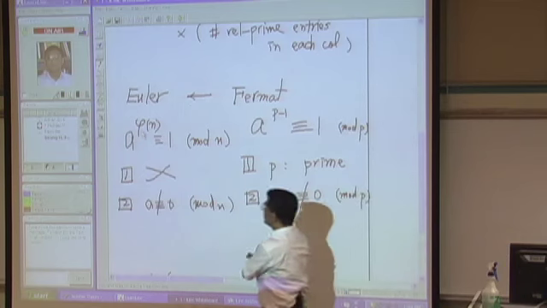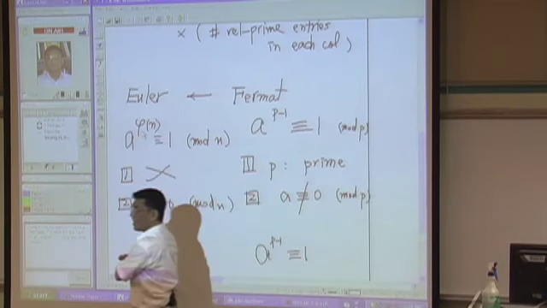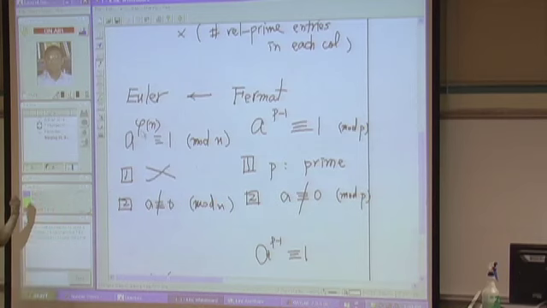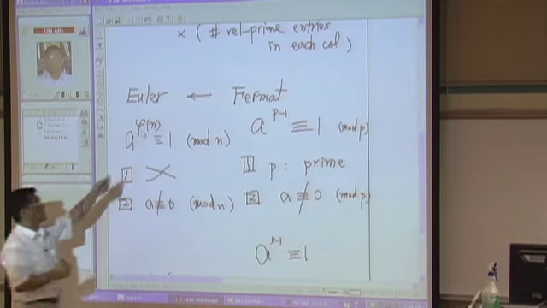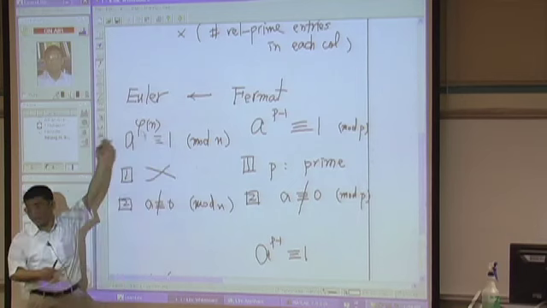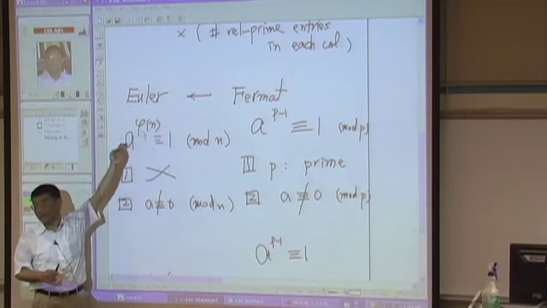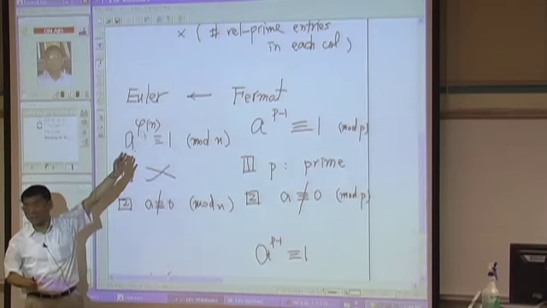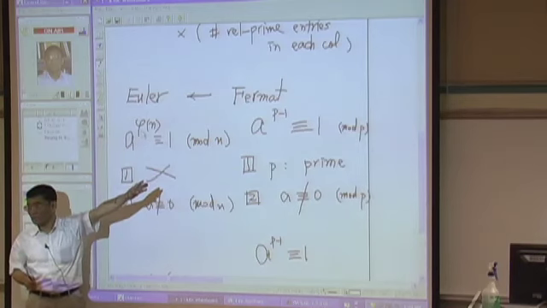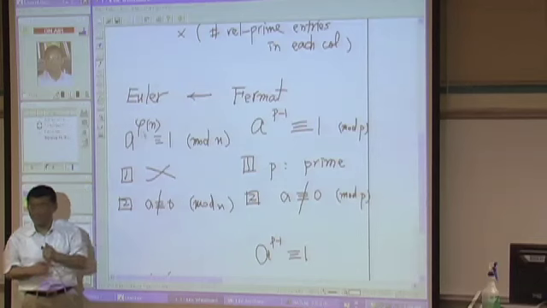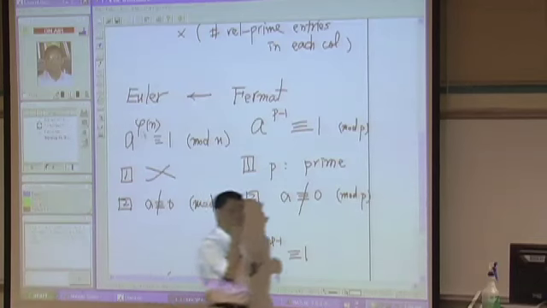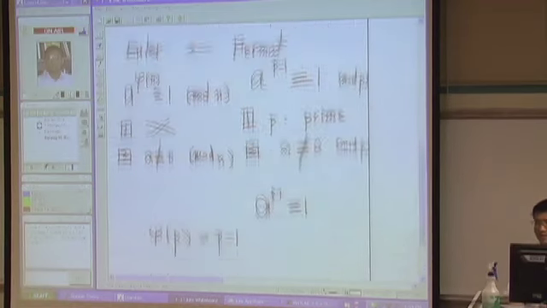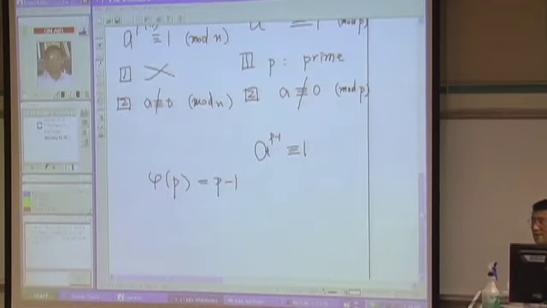Then let's check this Euler theorem is really a generalization of Fermat's theorem. So pick a prime. If we pick a prime, then phi of p is what? P minus 1, right? So a to the power of p minus 1 is congruent to 1. So once we learn this Euler theorem, we don't need Fermat's theorem, right? It's the generalization of Fermat's. If you have a question, ask me. If you don't, then I will prove it.